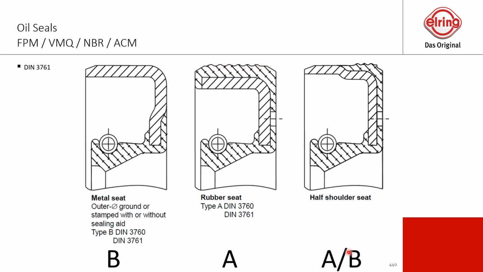And then there exists a hybrid version, so both are available, A and B. That means a little bit of metal, a little bit of rubber. This is very important. If you see a description code named AB, then you know there's a little bit of metal and a little bit of rubber. As general information, this B shape you will not find in automotive applications. It is only used in industrial applications.